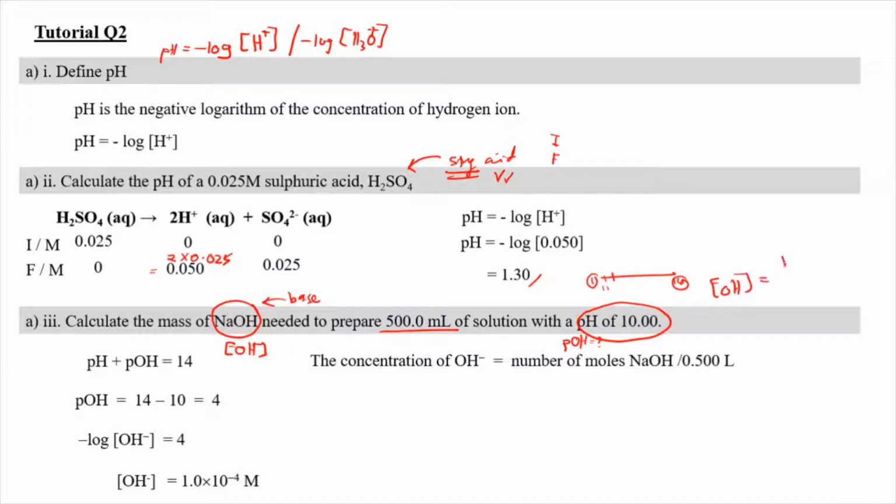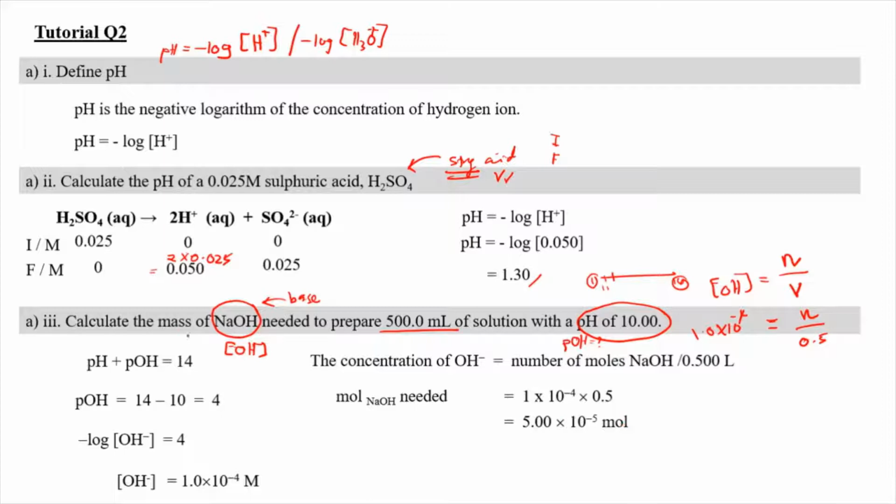And from here, we know that the concentration of the OH minus is basically equal to the number of mole divided by the volume. So the volume given in the question is the 500 ml. And then we need to convert that into liter. So we can get the value here to be 0.5. And then the concentration here is as obtained in the previous working. So we can find the number of mole first from this equation. So the number of mole of the NaOH that is needed to prepare is going to be 5 times 10 to the power of negative 5 mole.